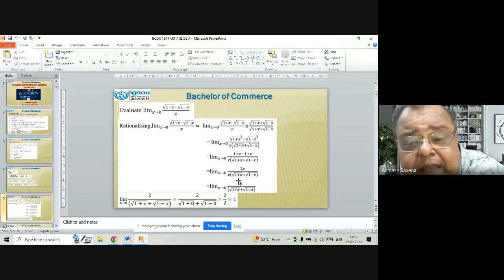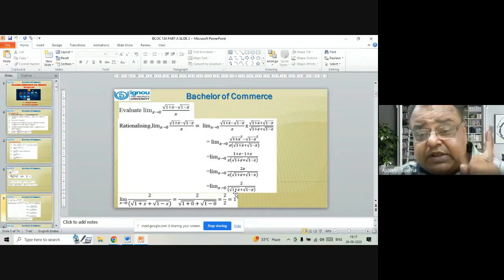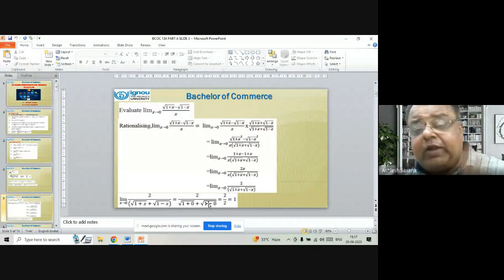Now we will be applying limit. Limit x tends to 0. That means we will be replacing x by 0. So in numerator, we are going to get under root 1 plus 0 plus under root 1 minus 0. Under root of 1 is 1. 1 plus 1 is 2. 2 divided by 2 is 1.